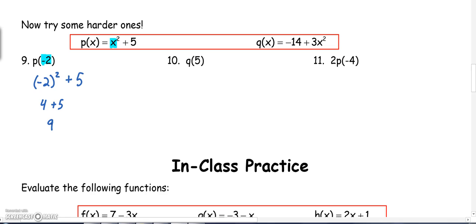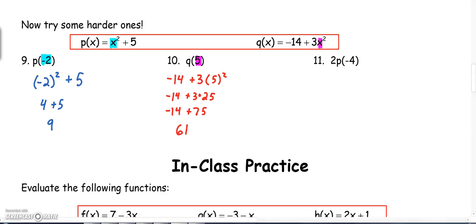In number 10, we have q of 5. So we're going to substitute 5 in for x in my q equation. So when I rewrite this, I get negative 14 plus 3 times 5 squared. Order of operations, I use my exponent first, negative 14 plus 3 times 25. Then I multiply, negative 14 plus 75. Negative 14 plus 75 gets us positive 61.